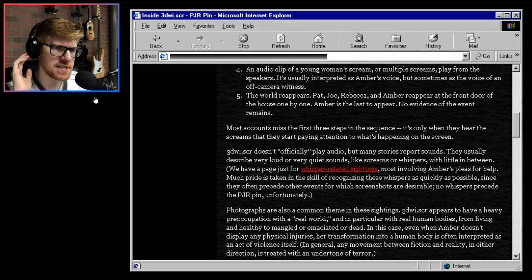Most accounts miss the first 3 steps in the sequence. It's only when they hear the screams that they start paying attention to what's happening on the screen.